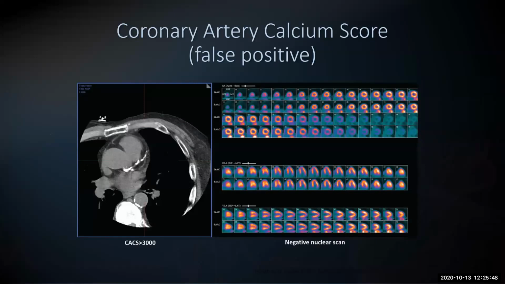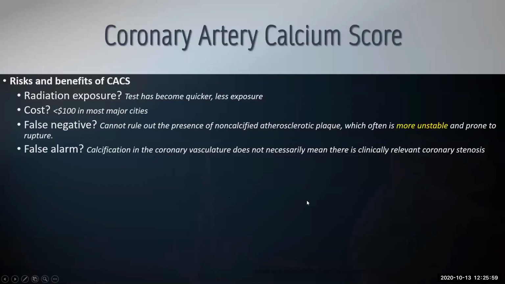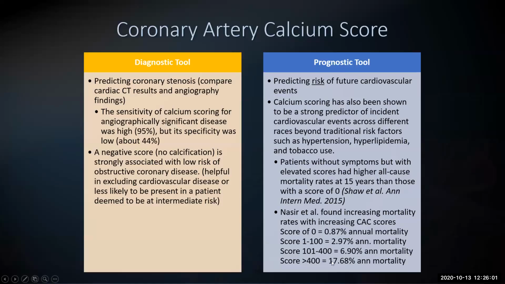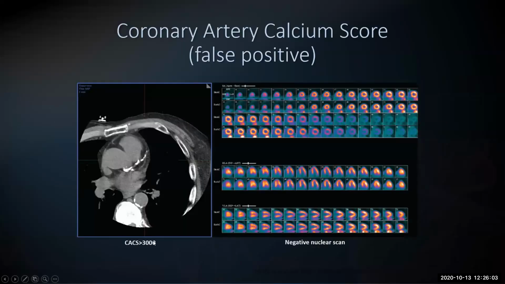All right. This is an example of a false positive that I found in a case report. So this is a patient who was found to have a significant score of greater than 3,000. So when we go back, we saw that a score of greater than 400 was almost 20% annual mortality. So this person had 3,000. You're like, oh my gosh, is that the cost of? Yes, that's after insurance, Max.